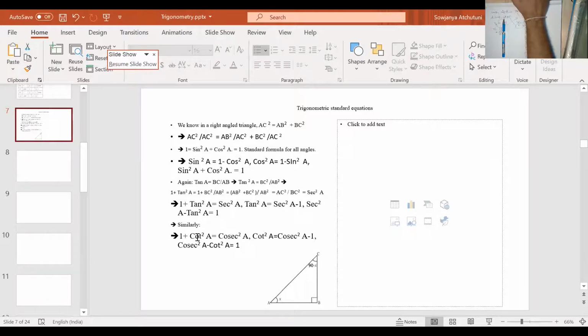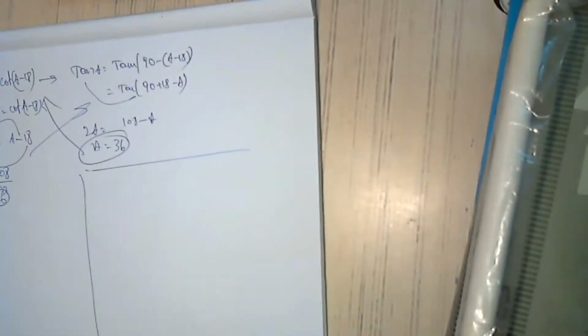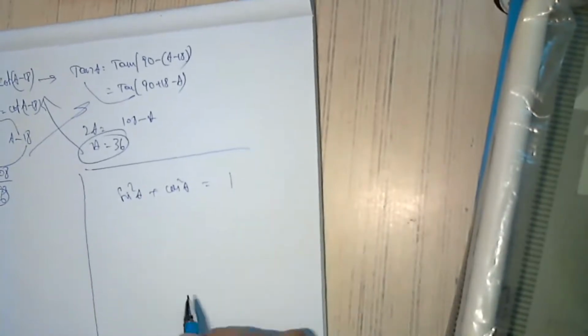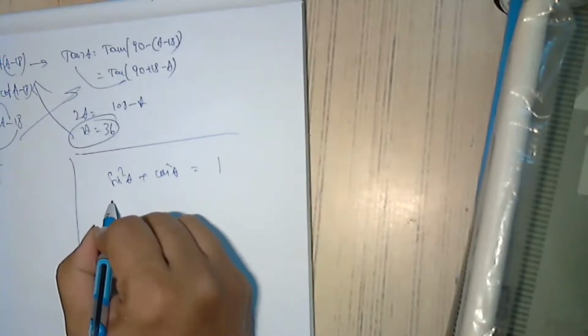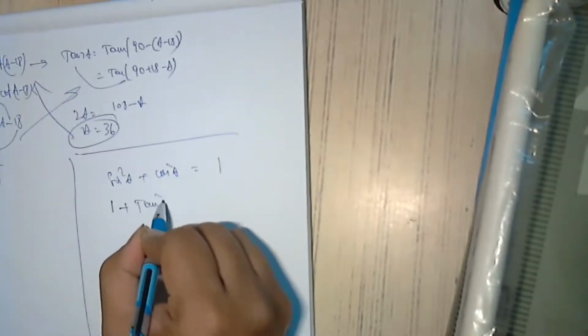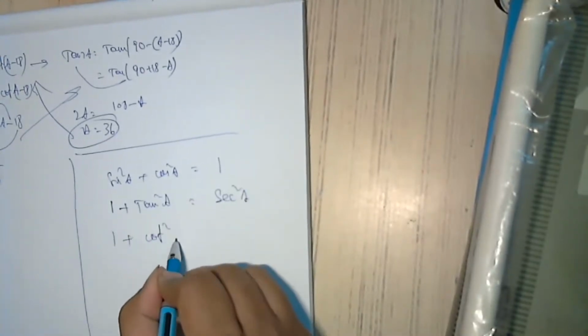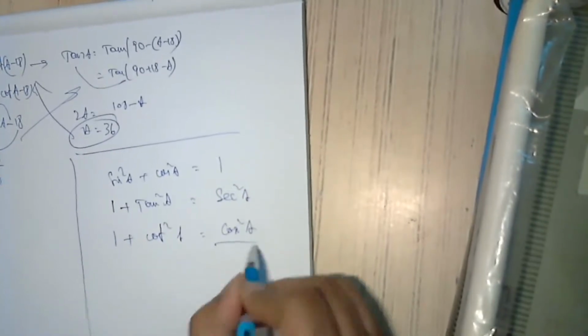Similarly, 1 plus cot square A is cosecant square A. So cosecant square A minus cot square A is 1. Cosecant square A minus 1 is equal to cot square A. So we can write all that. These three are called trigonometric identities. What are the three? Sin square A plus cos square A is equal to 1. 1 plus tan square A is equal to secant square A. 1 plus cot square A is equal to cosecant square A.